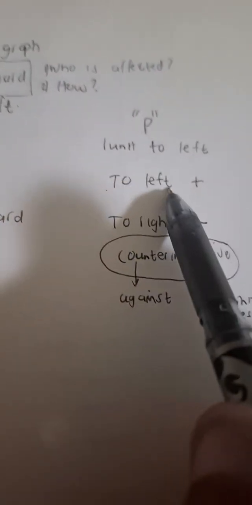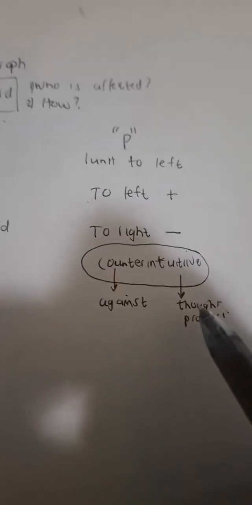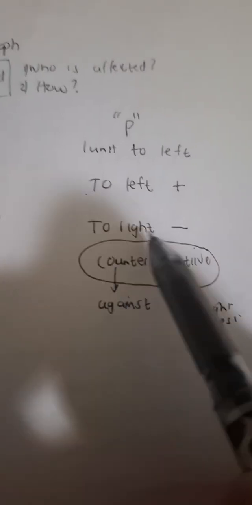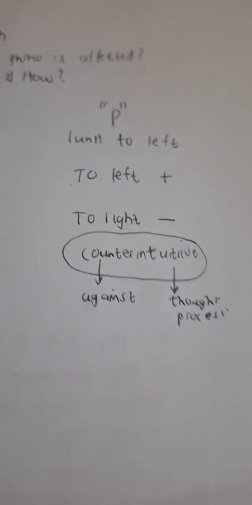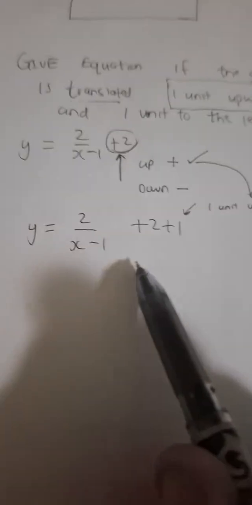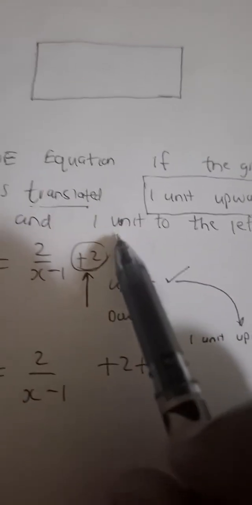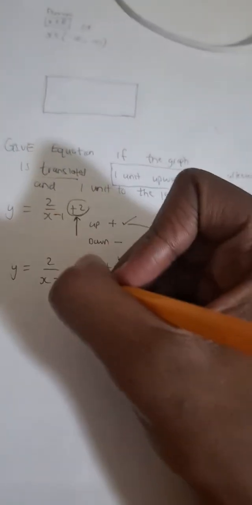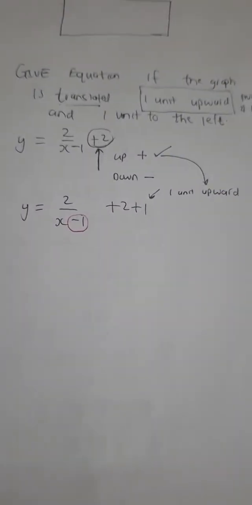So therefore, when we say to the left, we are actually adding something to the p-value. If we say to the right, we are actually subtracting something from the p-value. So let's go back here and ask ourselves again. When we say 1 unit to the left, who is affected? Now I can boldly say p is affected whenever we are talking about left or right, whereas q is affected whenever we talk about up and down.